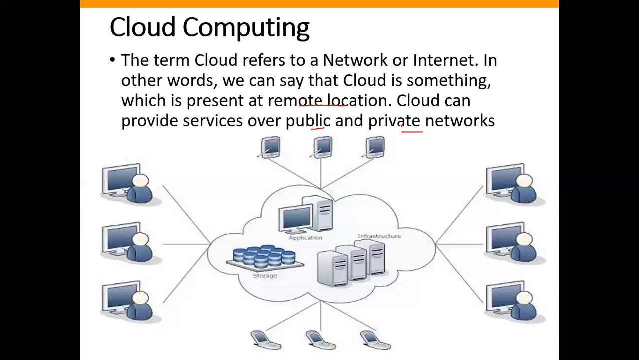What is a public network? The network which we normally use right now in our organization, which is also called a VPN, is called a private network. So you can access the cloud from a public network and from a private network also. And you can access this cloud from any device: from your mobile, from your laptop, from a tab, from anywhere you can access.